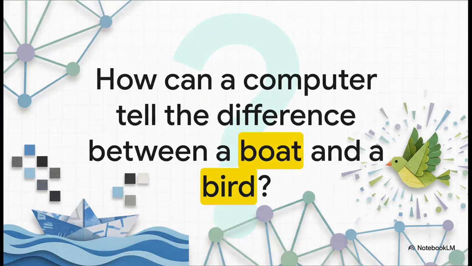So, take a look at this. You and I, we can tell what's a boat and what's a bird in, what, a fraction of a second? It's automatic. But for a computer, this is a seriously difficult puzzle. How does it even begin to make sense of all this visual noise? That's the big question we're going to tackle right now.